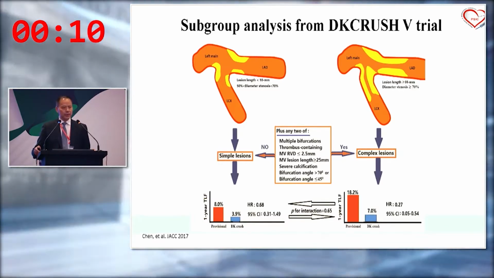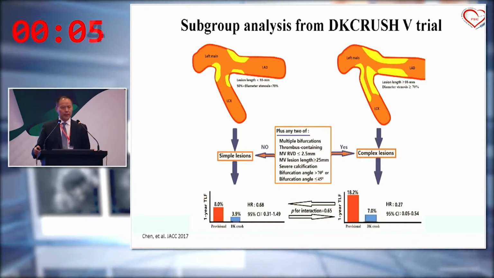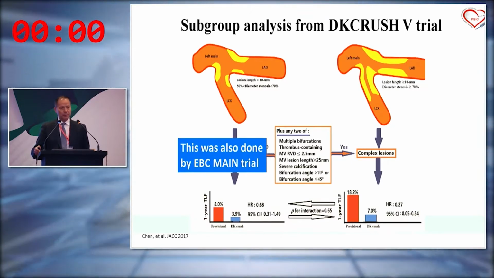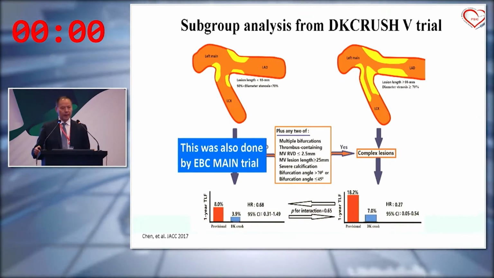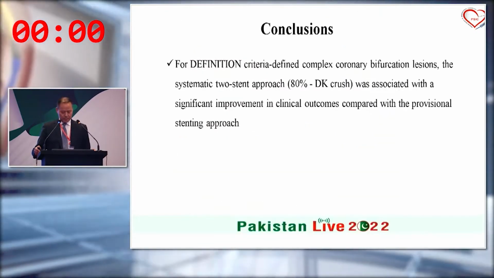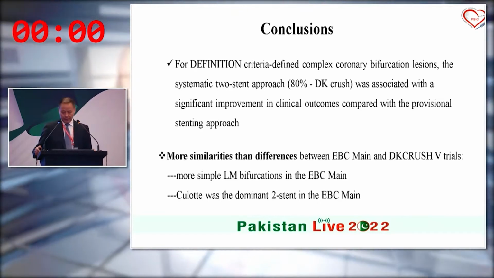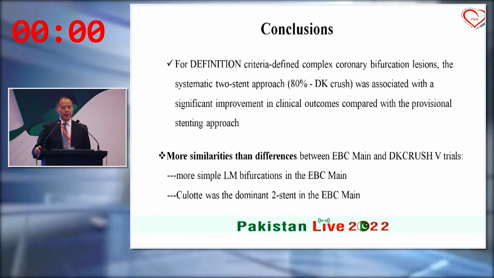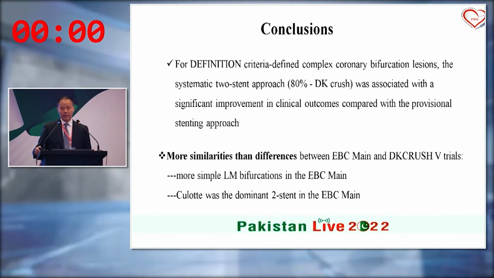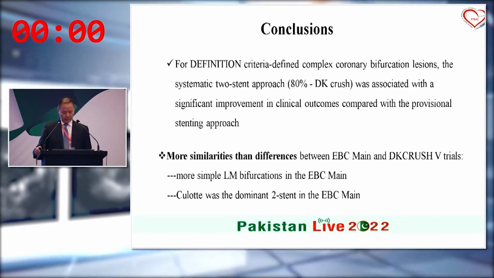So let's get back to the subgroup analysis from our DK crush 5 study. The right panel is the complex subgroup, the left one is the simple subgroup. Similarly, EBC MAIN got a very similar result to our simple subgroup analysis. So in conclusion, the definition criteria identified the complex bifurcation lesion. The systematic two-stent technique, particularly DK crush, is associated with a low rate of clinical events, including target vessel MI, cardiac infarction, TLR, as well as stent thrombosis.